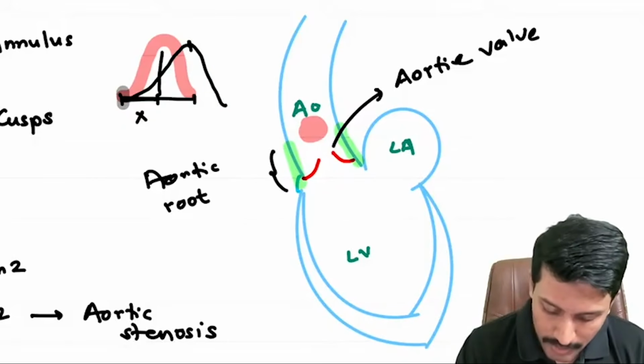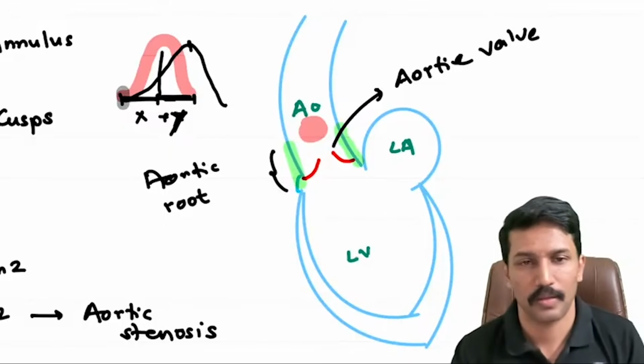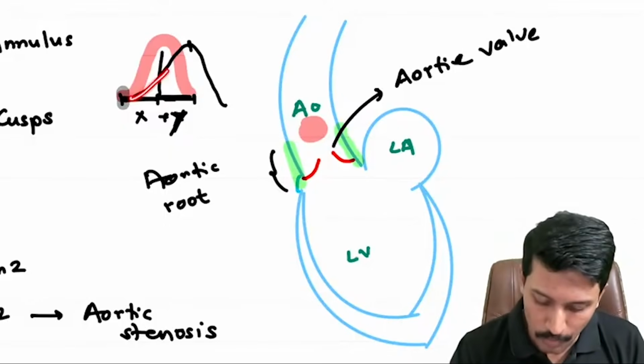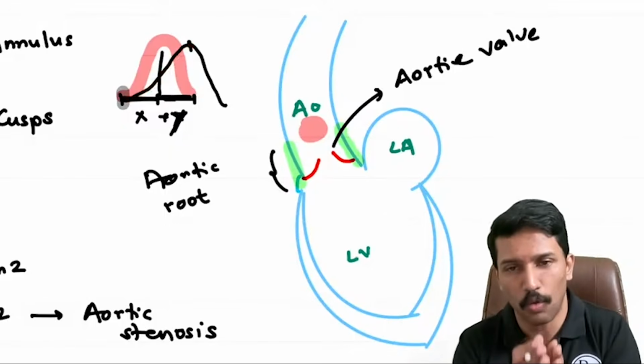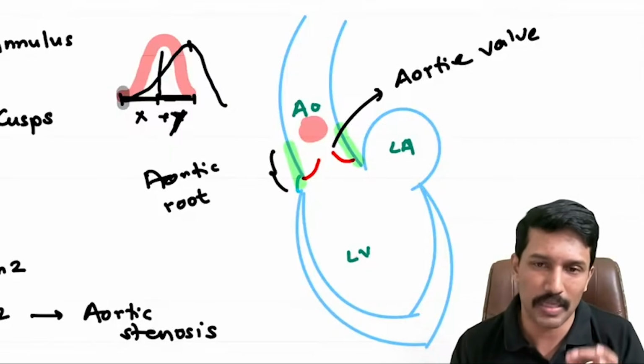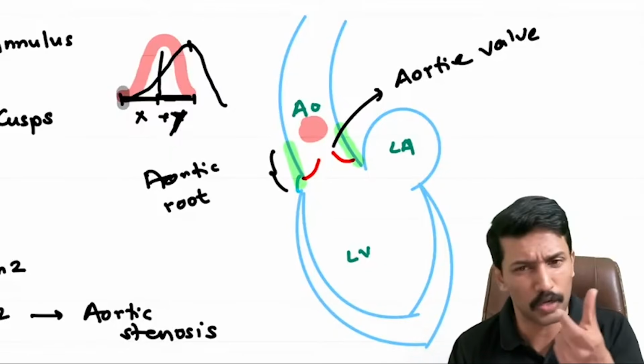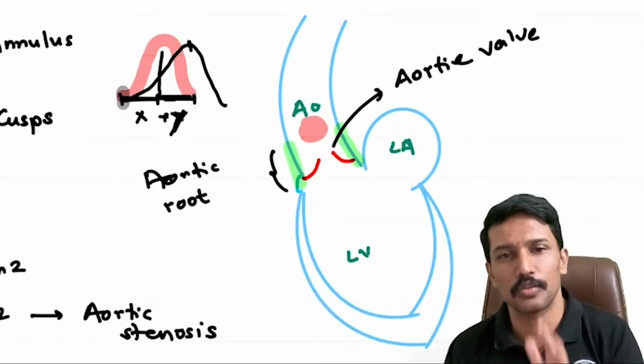So it has now taken X plus this Y amount of extra time. So the peak now is small and late. That small, late-peaking pulse is what we call pulsus parvus et tardus. Parvus means, remember, small. Tardus means slow.